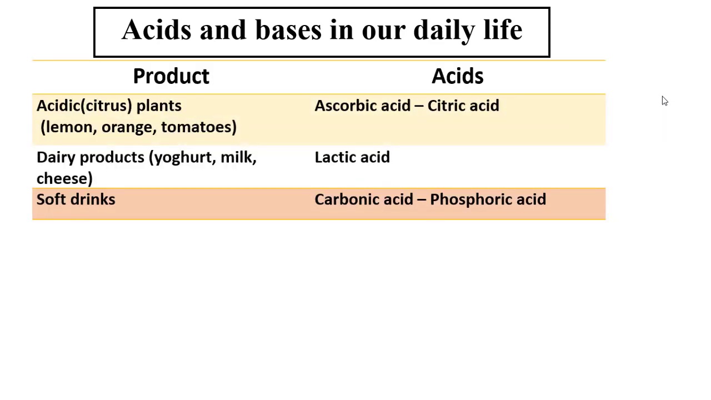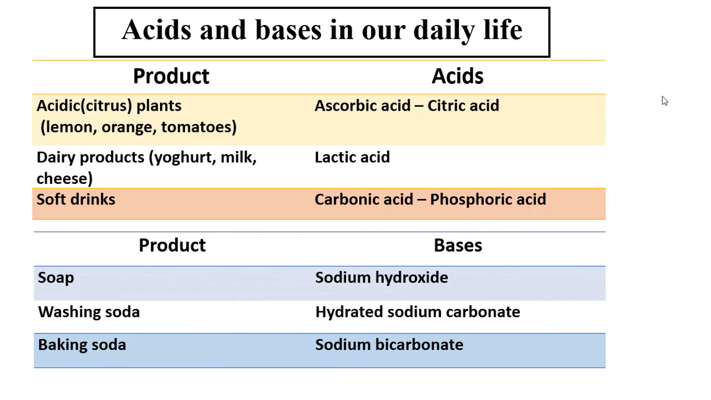We have ascorbic acid and citric acid. They are found in lemon, orange, tomato. Lactic acid is found in yogurt, milk, cheese. Carbonic acid and phosphoric acid are found in soft drinks. And sodium hydroxide is found in soap. Hydrated sodium carbonate is found in washing soda, and sodium bicarbonate is found in baking soda.